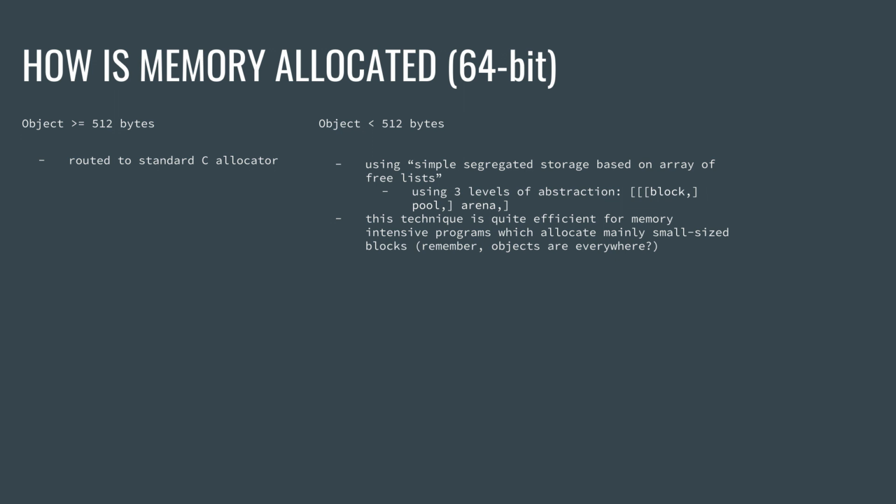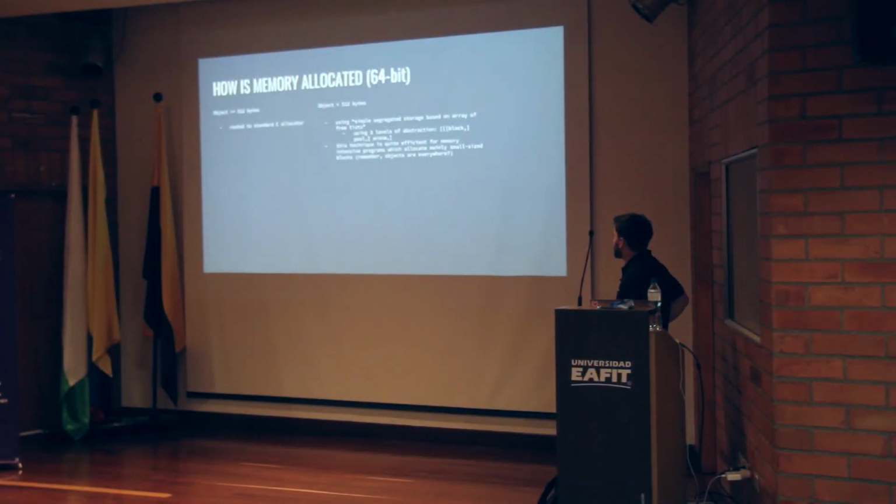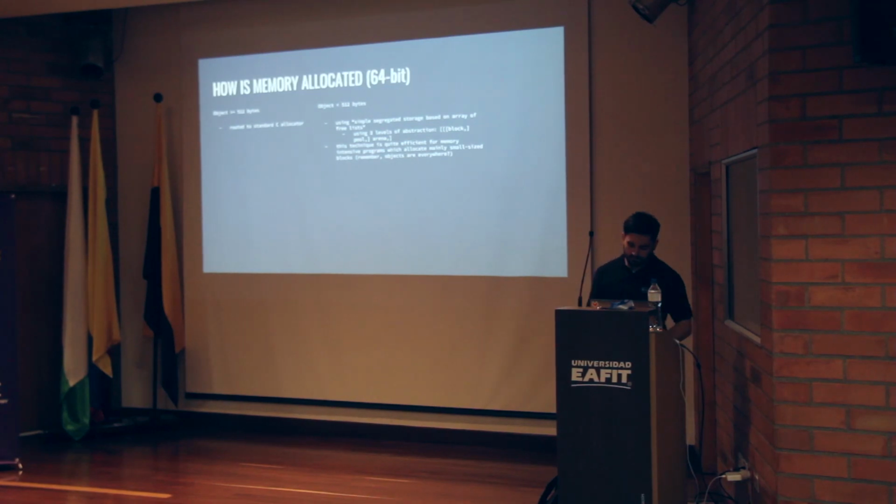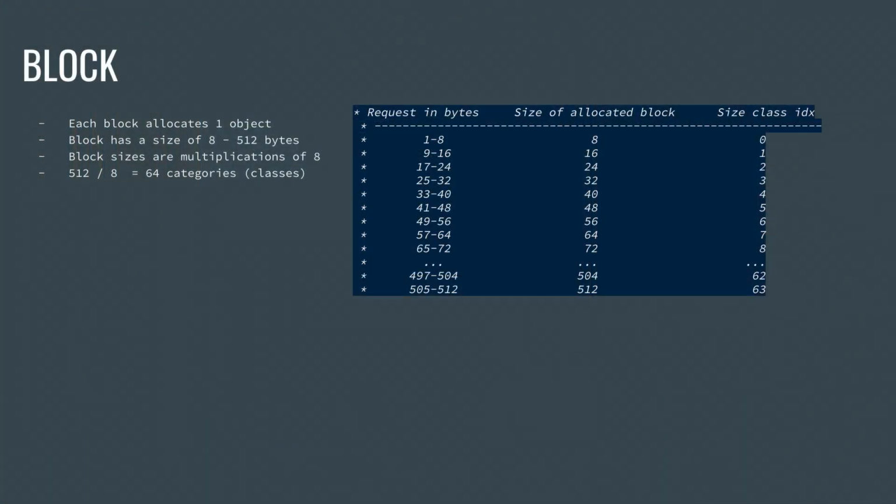The whole idea is organized between three levels of abstraction. The smallest abstraction is the block, then there is a pool, and then there is the arena. As I told you, this technique is quite efficient for memory intensive programs, when you create a lot of objects on a run.